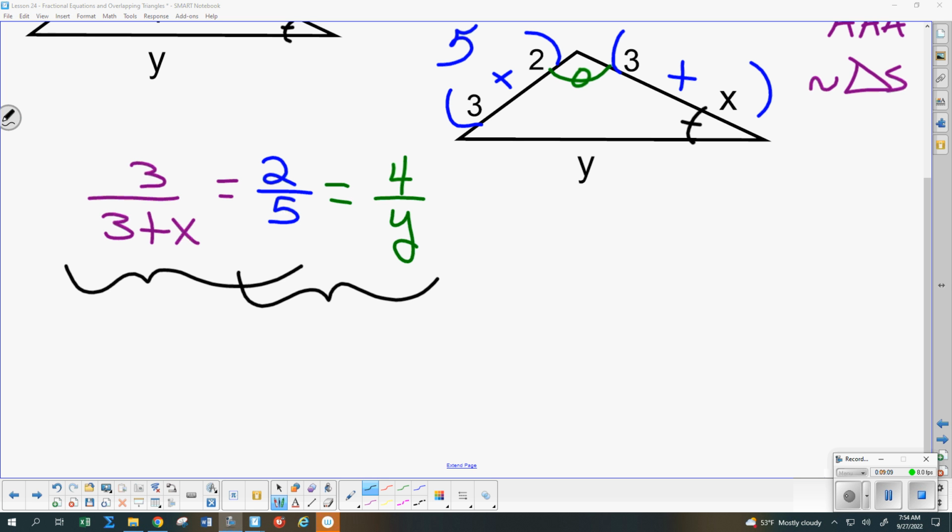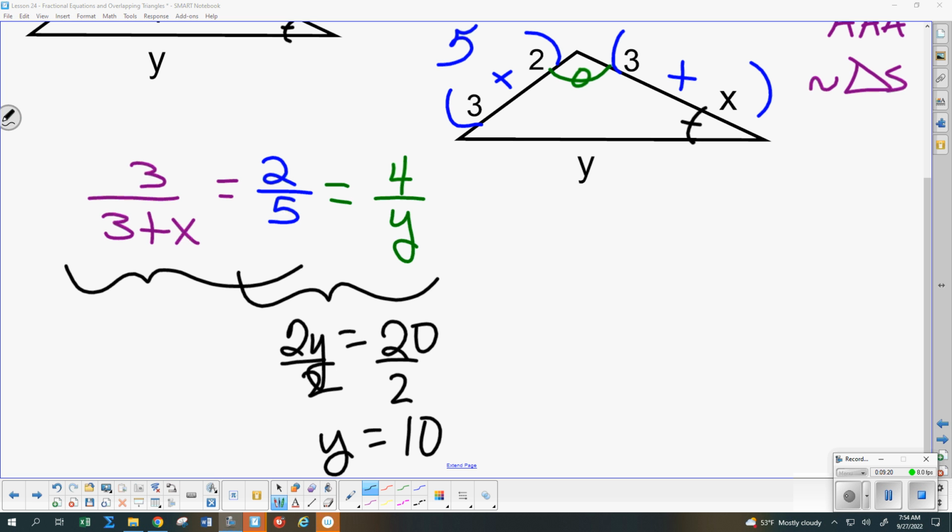Let's see if I can get the same thing. Cross product, we've got 2y equals 5 times 4. Divide both sides by 2. And yes, I agree with you that y is 10. And let's see, Naomi, what did you get for x? 9/2, 4.5, thumbs up, thumbs down. How many got that? Okay, that's most of you.